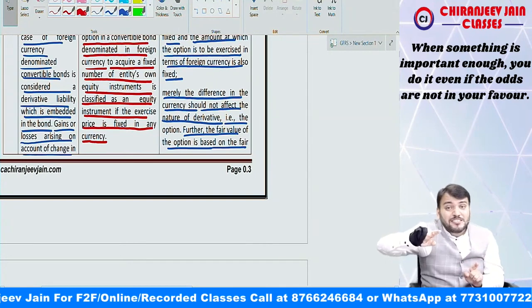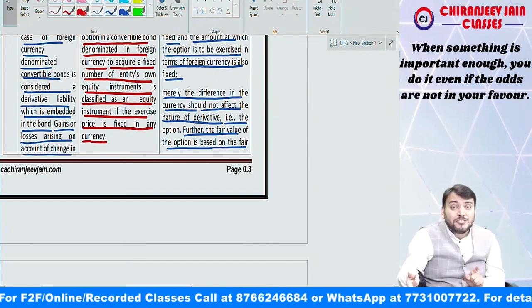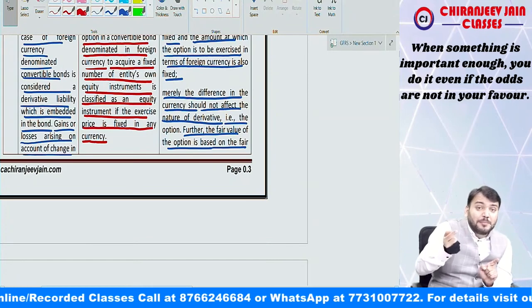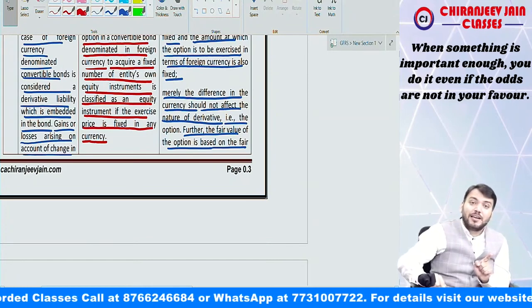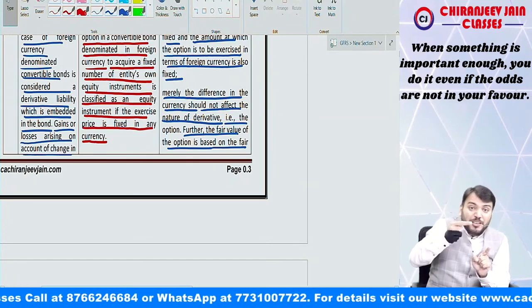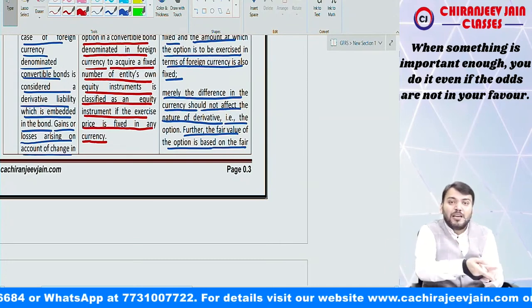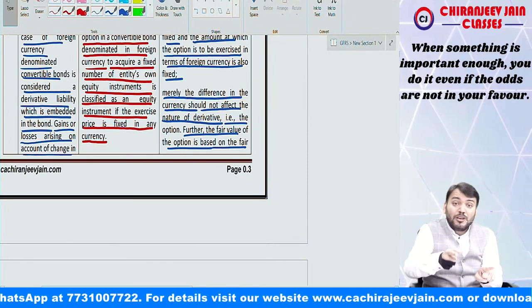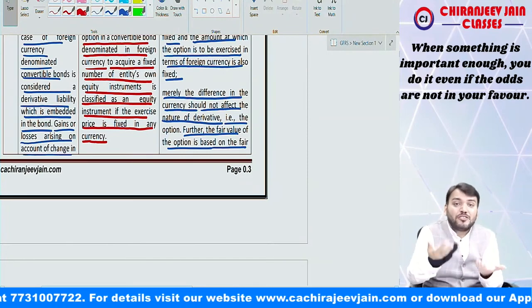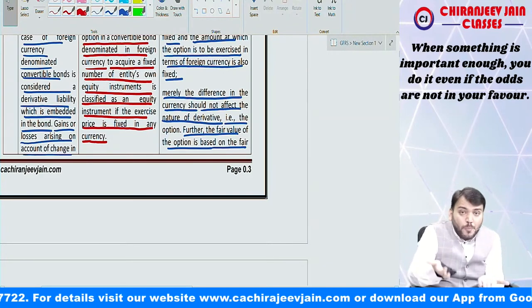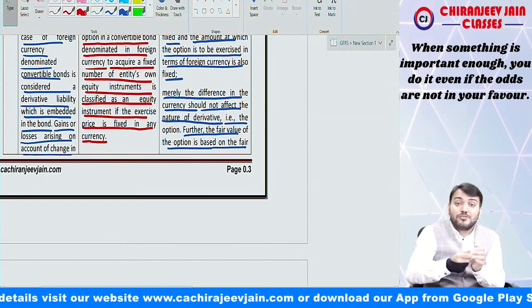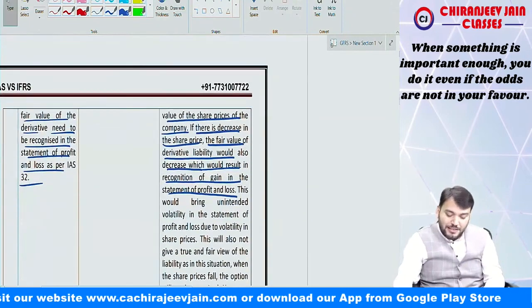If the price of shares is decreasing, then the value of the derivative liability will also decrease. And if the value of the derivative liability decreases, it will result in a gain, and you will transfer that gain to SOPL, which is not fair, because in that case you will not exercise the options. If you are not exercising the option, the question of recognition of gains would not arise. I hope you understood. Correct? Yes, sir.